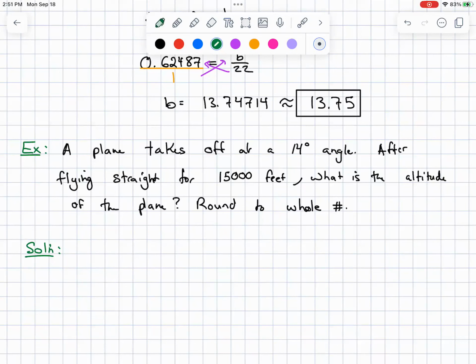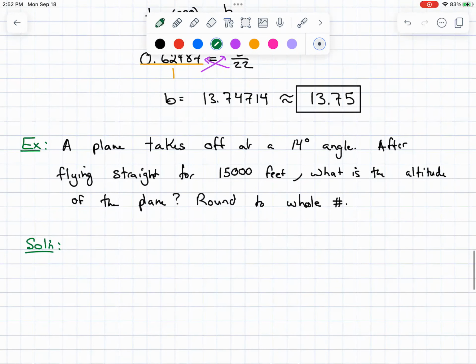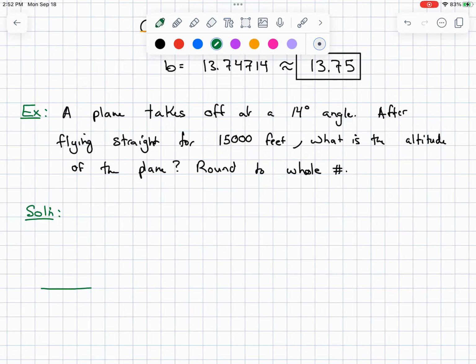If you can do this without visualizing it, that's great. But I recommend drawing a picture, especially. I took this one straight from one of our homework exercises because I was a little upset about the wording and I wanted to clarify. When I read this first, after flying straight for 15,000 feet, I thought it meant after flying this way for 15,000 feet. What it's talking about is while going at that 14-degree angle, you're flying at that 14-degree angle for 15,000 feet. So what the picture will look like is here we have our runway. We have our little plane.